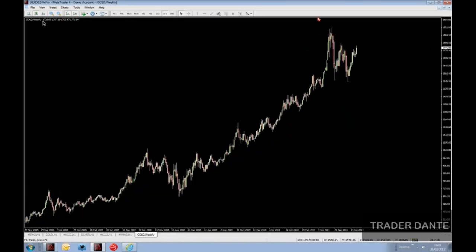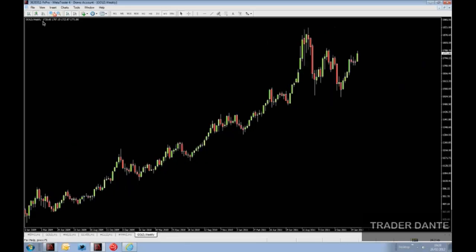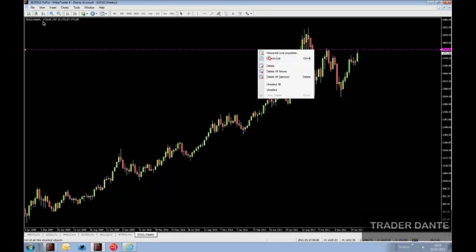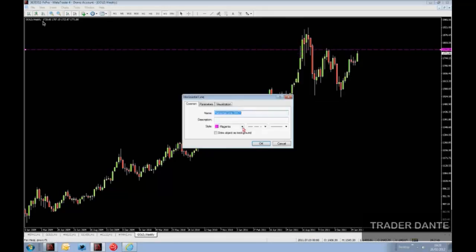Now, again, starting out on the weekly time frame, we don't need to go too high, we don't need to go too low. Starting out on the weekly time frame, what have we got around here? First things first, we can see that we're coming into a level at the moment, right around here. Now, where do you draw this? Where do you exactly draw this?